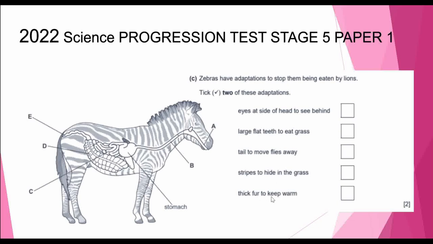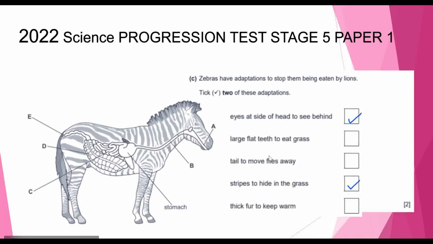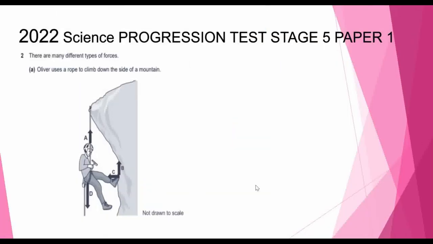10, 9, 8, 7, 6, 5, 4, 3, 2, 1, 0. So let's check the answer. The correct answers are eyes at the side of the head to see behind, so they have wide vision to spot predators like lions, and stripes to hide in the grass as camouflage. Next. Now we are in question 2.